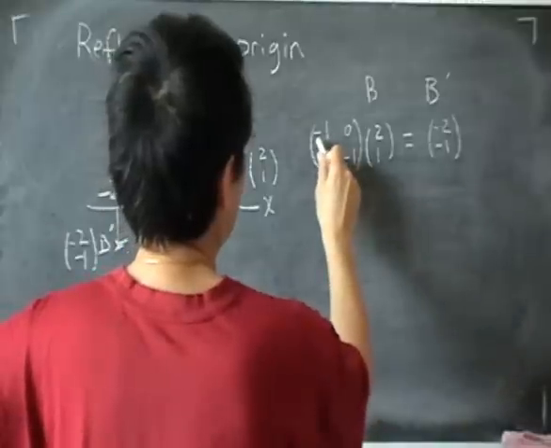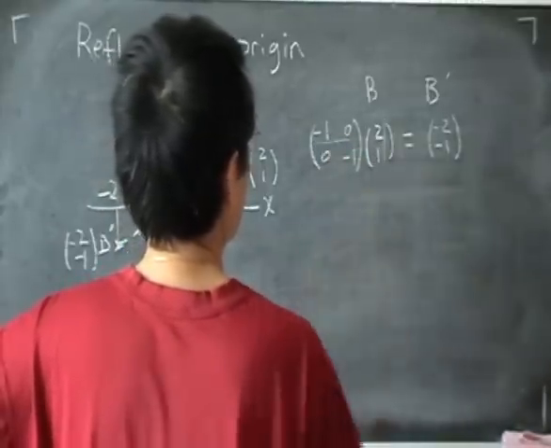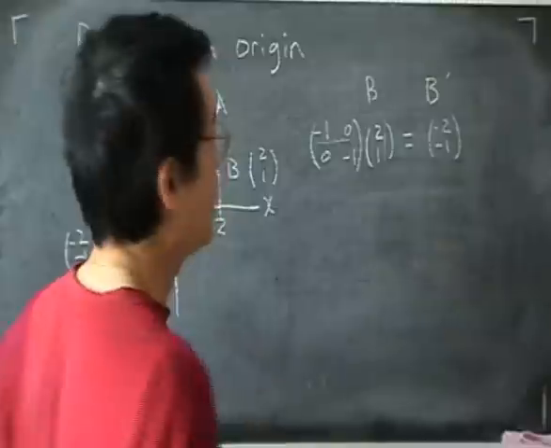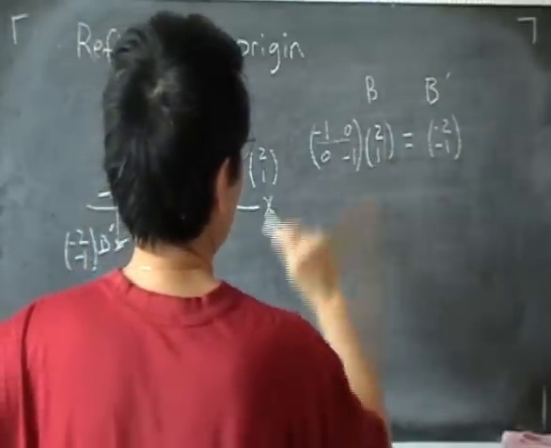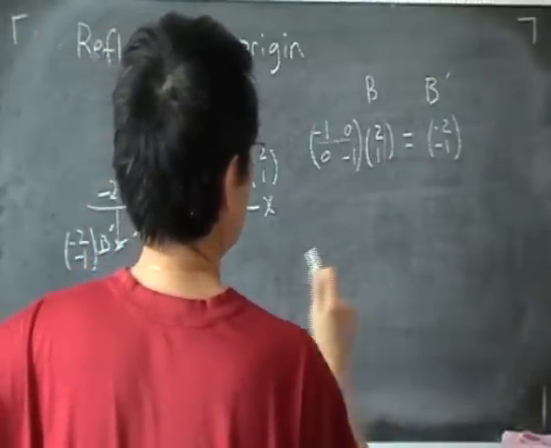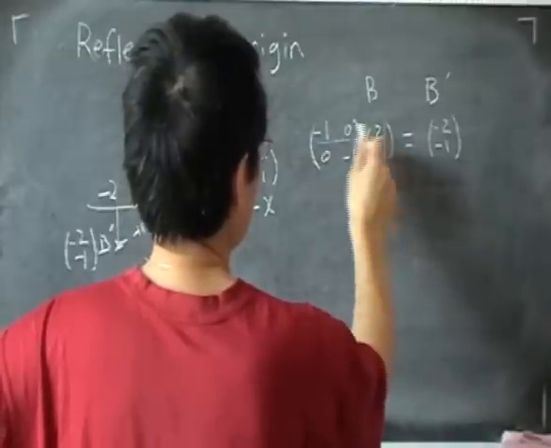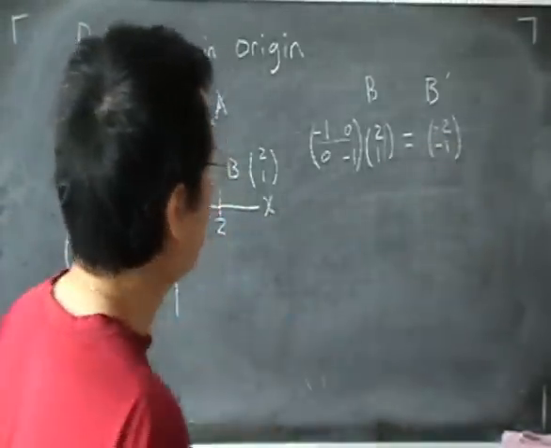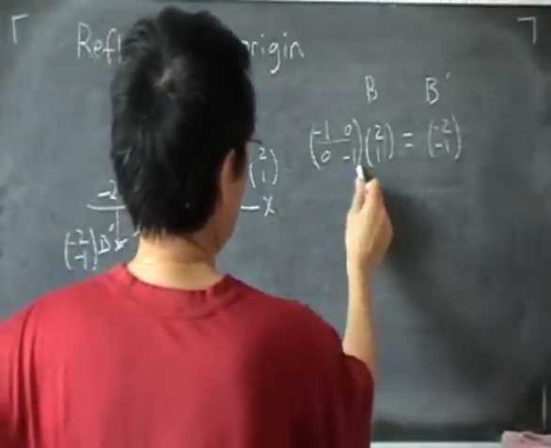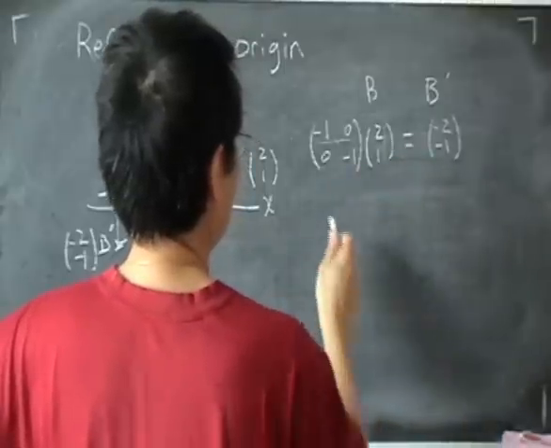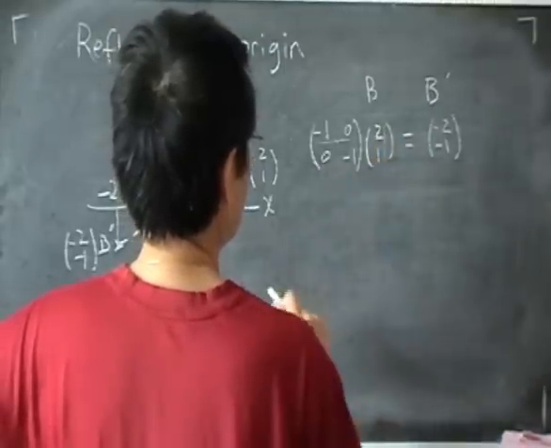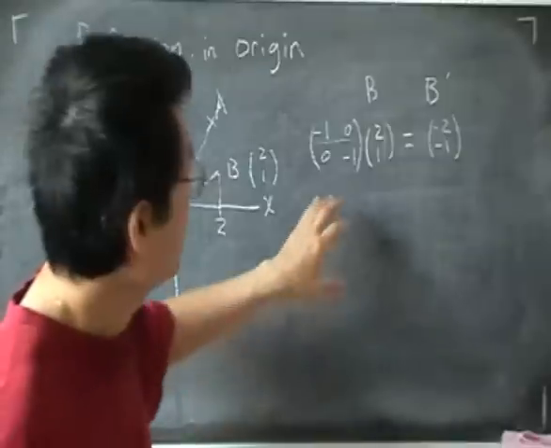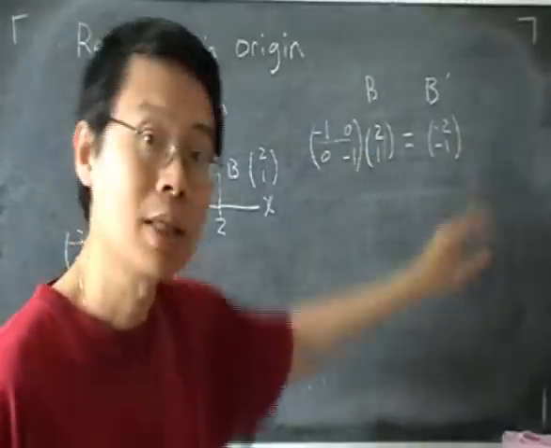So if I multiply the first row with the first column, minus 1 times 2 is minus 2, plus 0 times 1 is adding 0, so minus 2 plus 0 is minus 2. So that gives us one number. And then if I take the second row and multiply by B, 0 times 2 is 0, minus 1 times 1 is minus 1. So it's correct. If I multiply the matrix and the vector, I get the right answer.